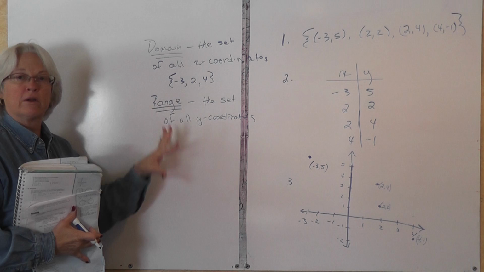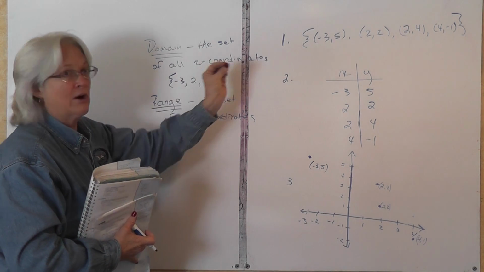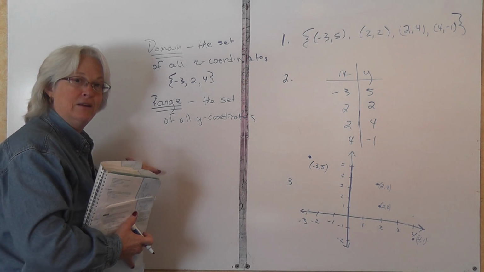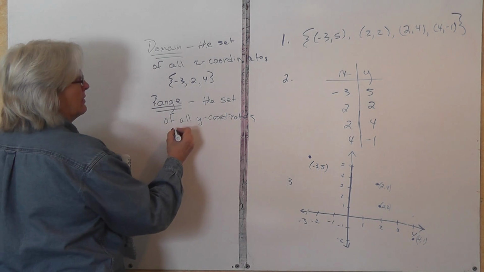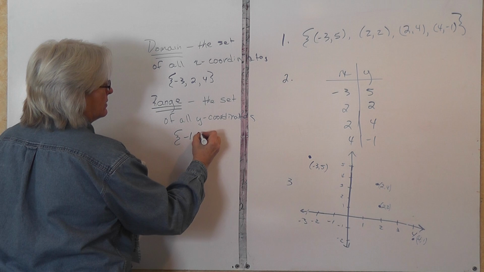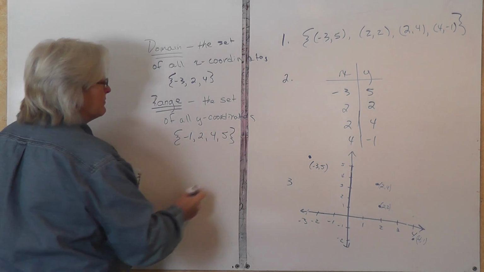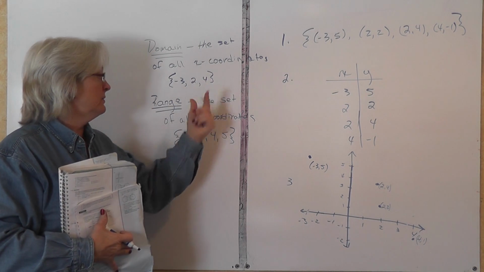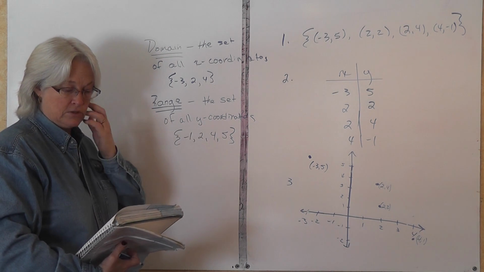Now, what are our y-coordinates? Just write them. And go ahead and write these numbers always when you're in a set. Write them in ascending or increasing numerical order. So the smallest y is going to be negative 1, 2, 4, and 5. So these 3 elements represent the domain. These 4 elements represent the range.